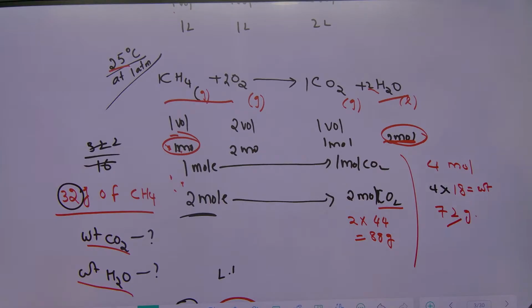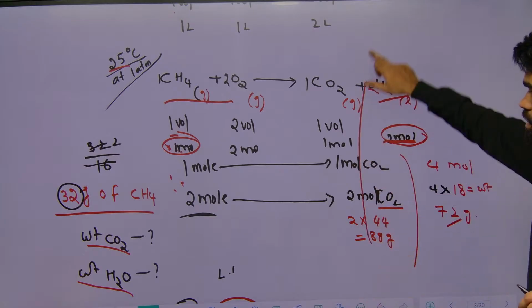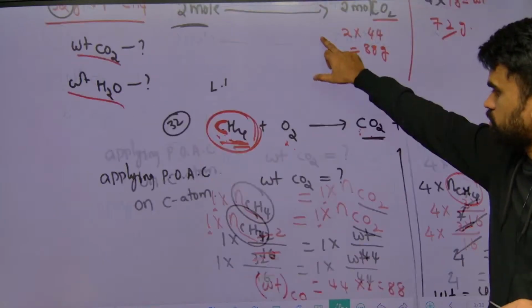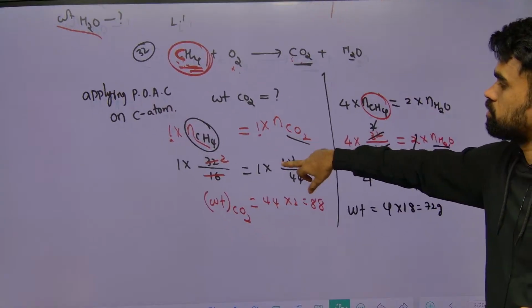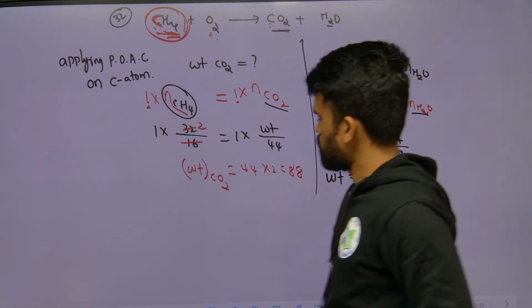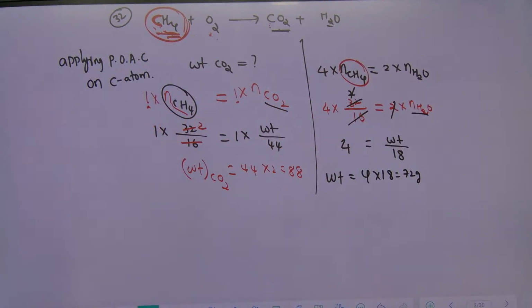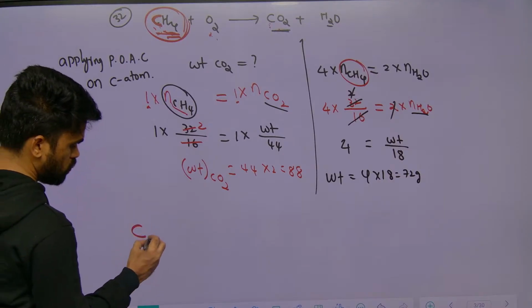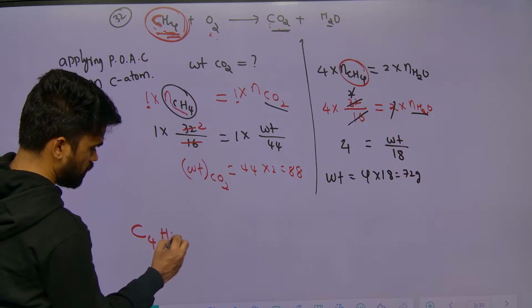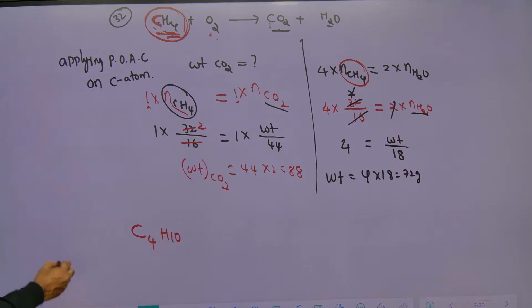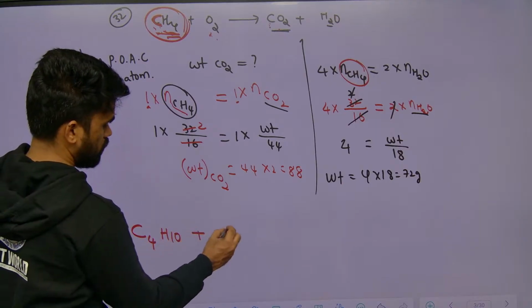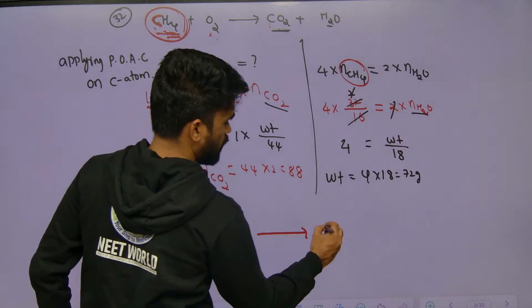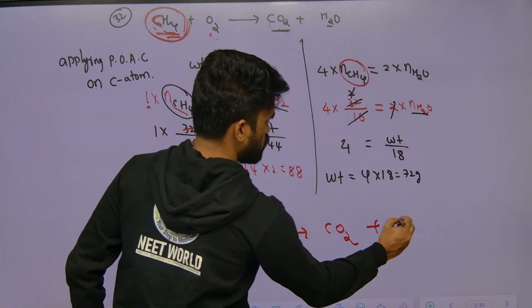Done? Write this also. Now I just wanted to increase the question size. So C4H10 and O2 undergoing combustion produce CO2 plus H2O.